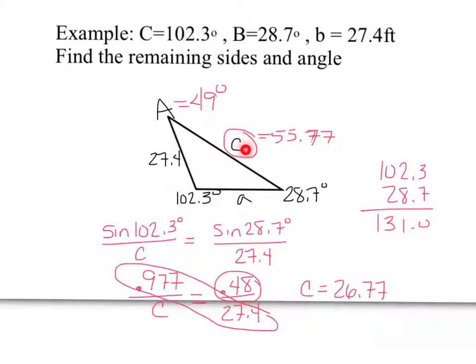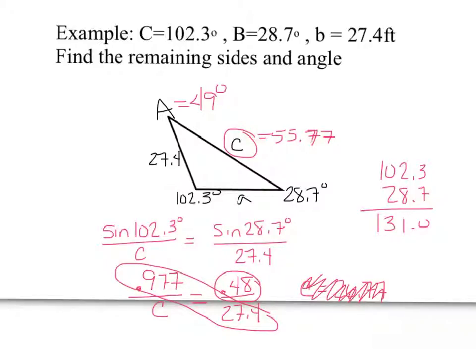Wait, the 26.77? Somebody told me that. No, I just did the one part. I didn't divide it by the other part. Okay. Is that supposed to be the 55.77? Yeah, it's 55.77, so she just hadn't divided by 0.48 yet.